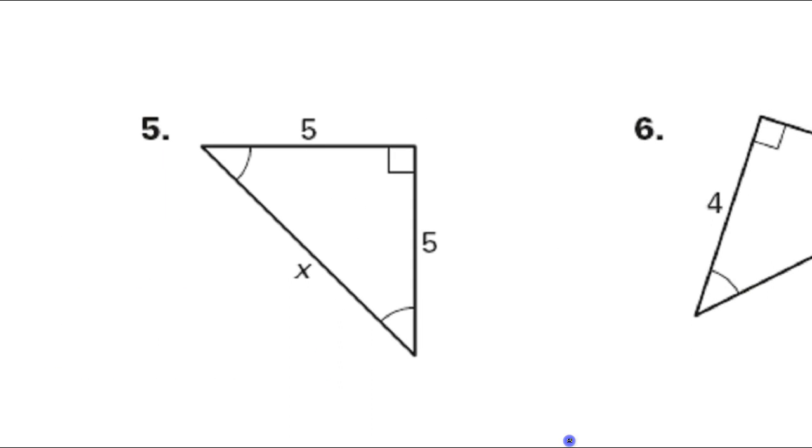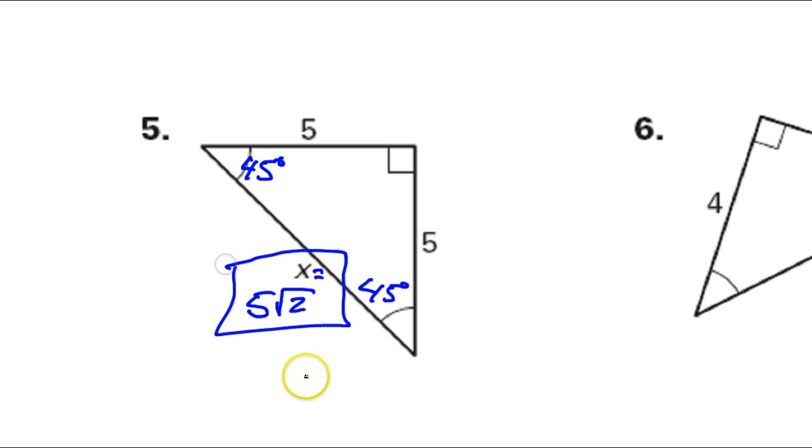What about number 5? It's not getting any trickier yet. Again, you see that these angles are equal. They have to be 45 degrees in that case, the only way they can be the same. And using the properties of a 45, 45, 90 triangle, it's leg, leg, and then this should be leg radical 2. So x will equal 5 radical 2.